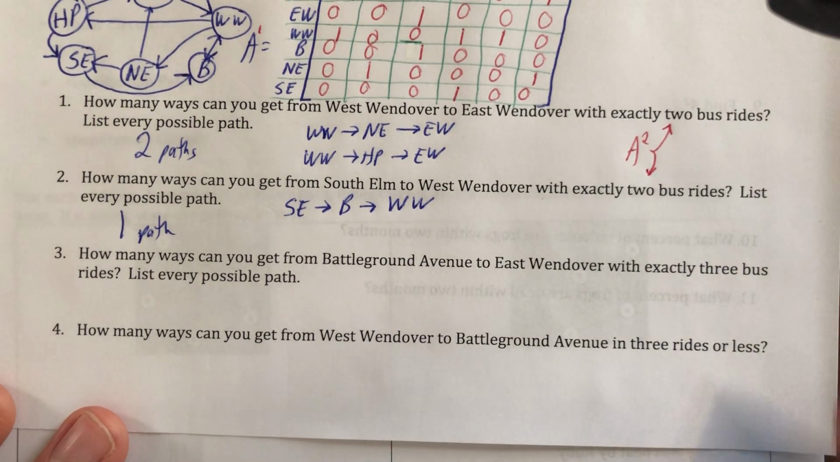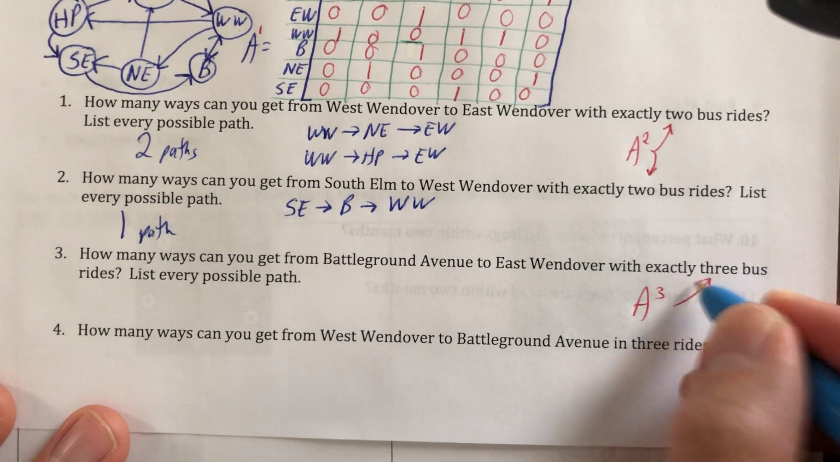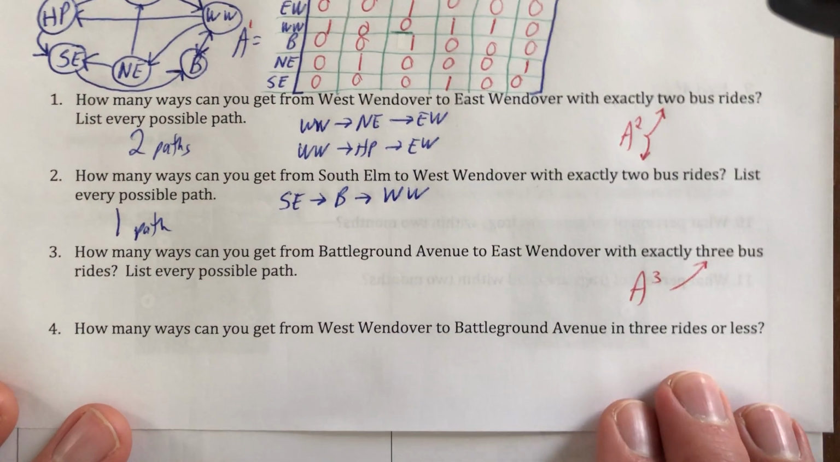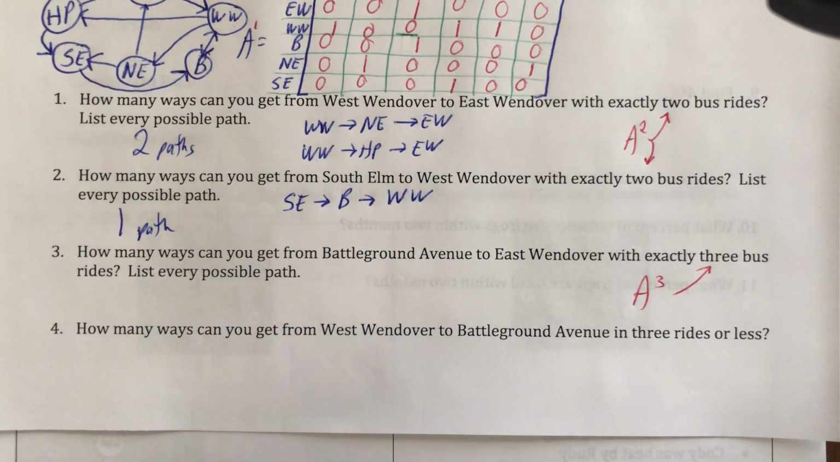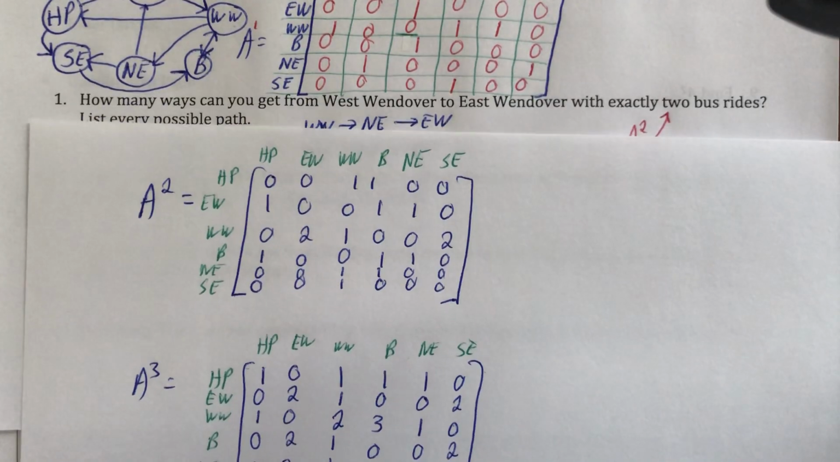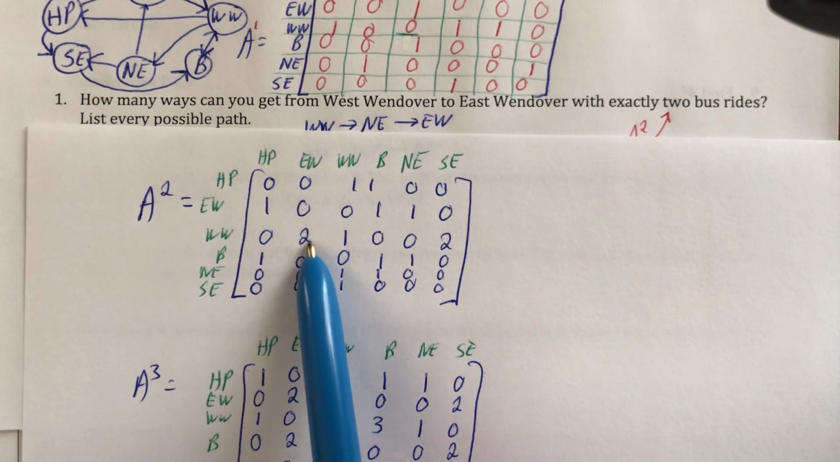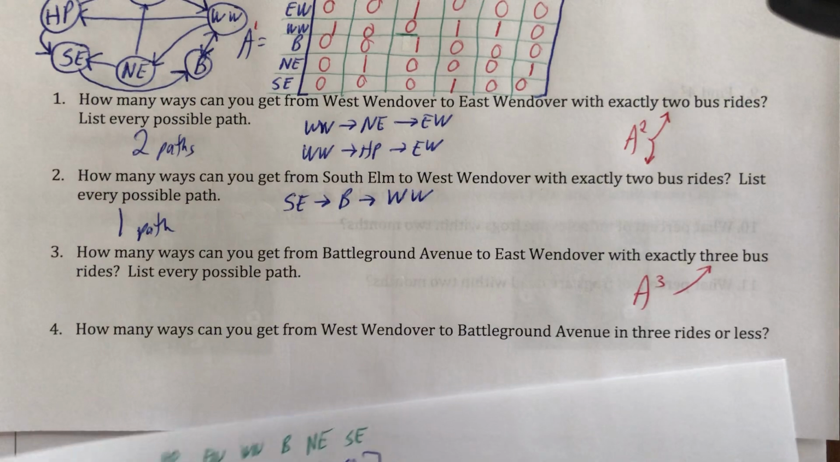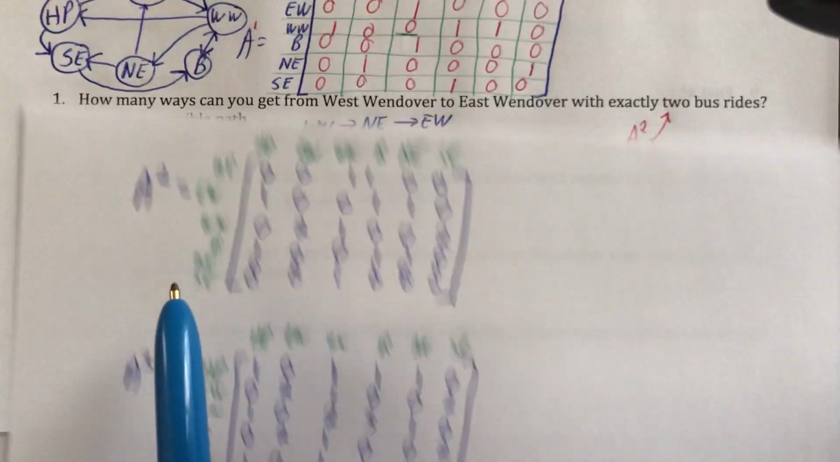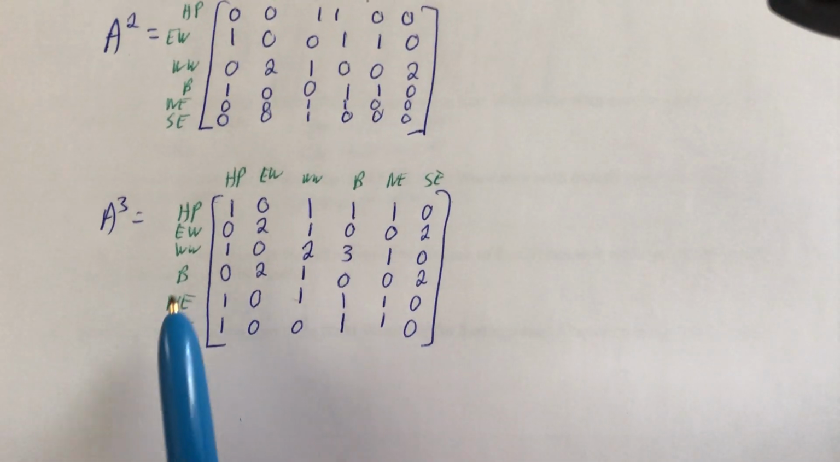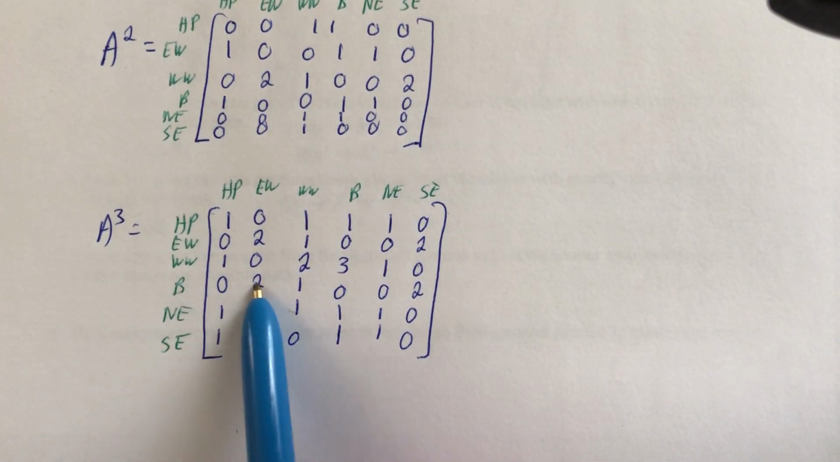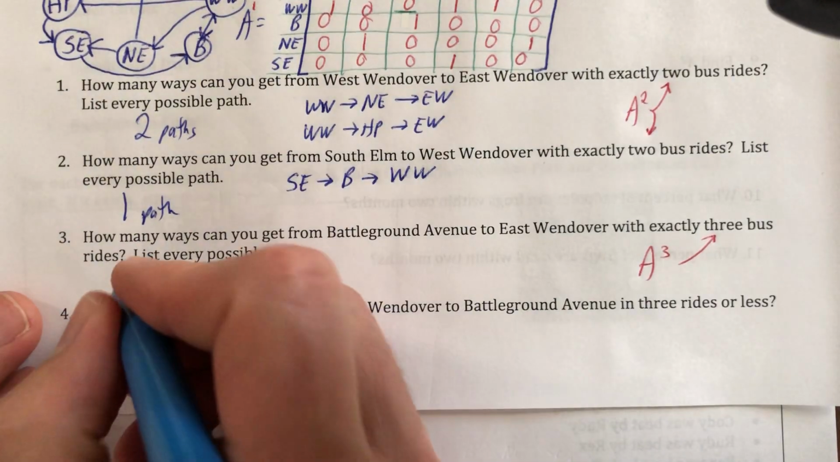So now I'm using A cubed. Exactly 3 bus rides using A cubed, and I'll list every possible path. So going from Battleground to East Wendover. How disappointing. 0. Oh, I'm looking at the wrong one. Sorry. I was looking at A squared. It's A cubed. Oops. Not starting this video over. Battleground to East Wendover. There are 2 ways of doing this. So there are 2 paths.